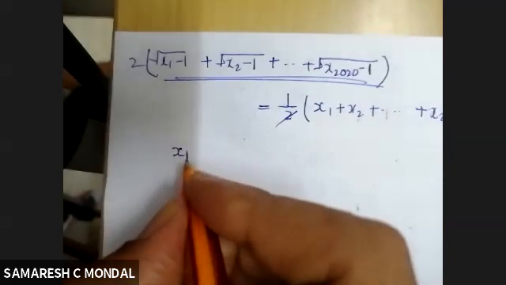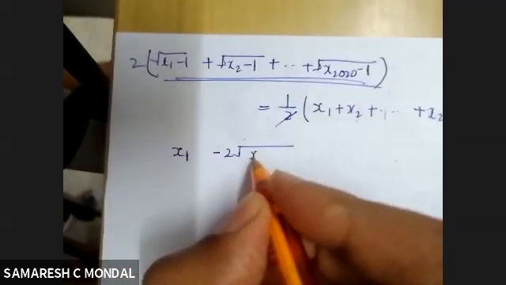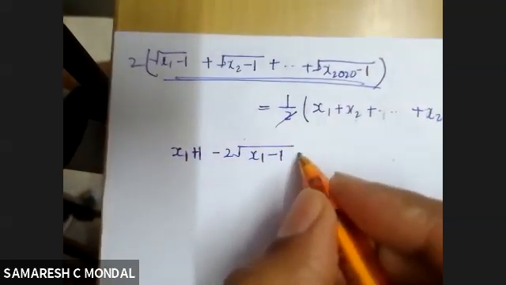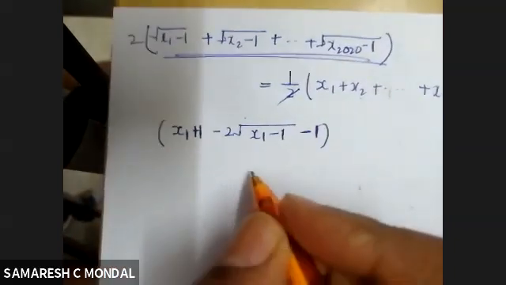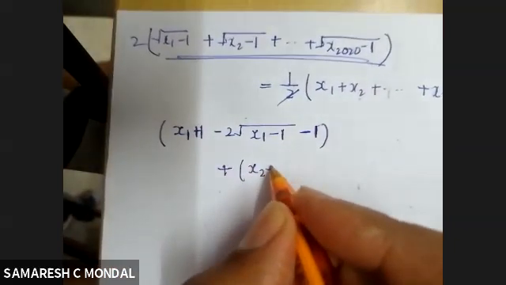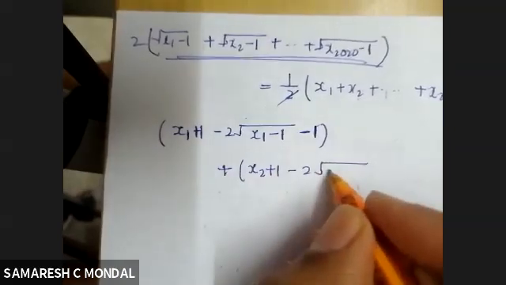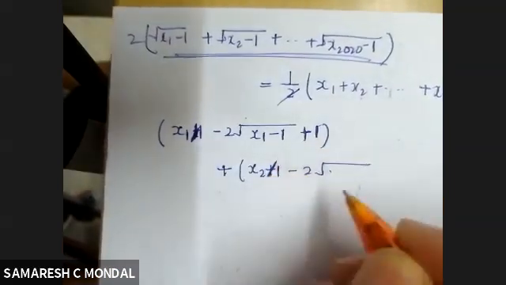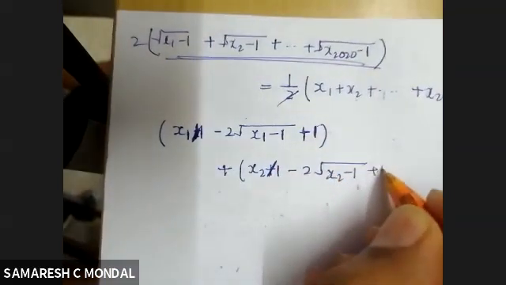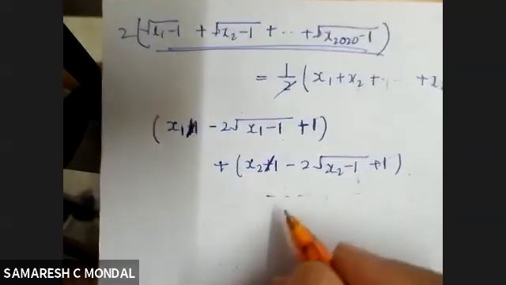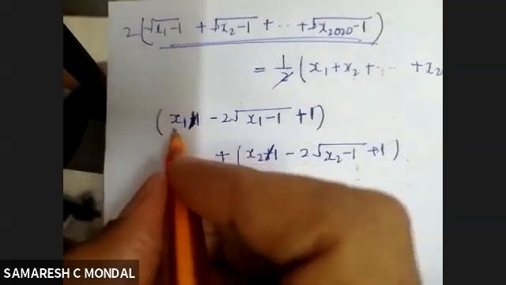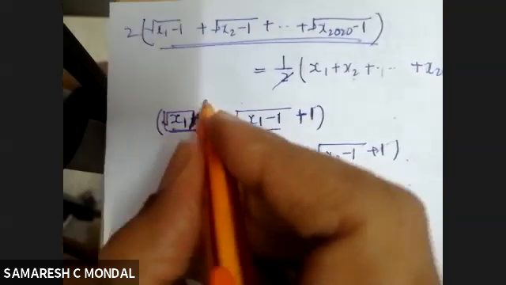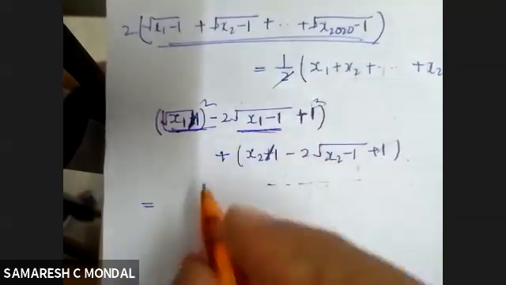So you get x1 minus 2 times root of x1 minus 1. Can I add plus 1 and subtract 1? Plus x2 plus 1 minus 2 times root of x2 minus 1, here minus 1, here plus 1, here minus 1. Then dot, dot, dot. So what I get, this is a square, this is 2ab. So can I write this as a square? So a square, b square, and this will be 2ab.